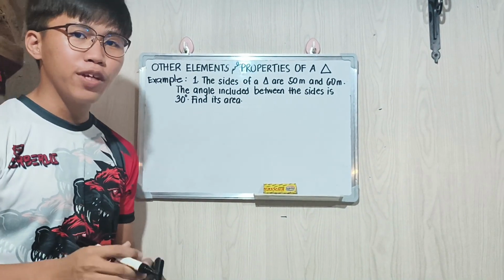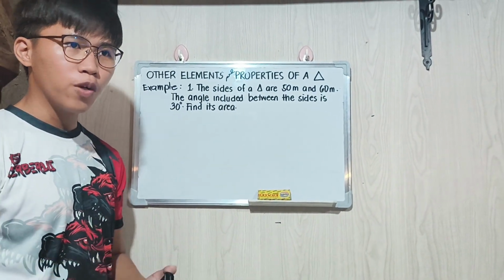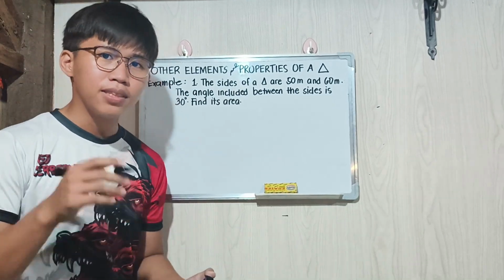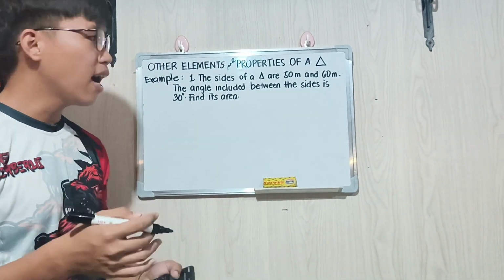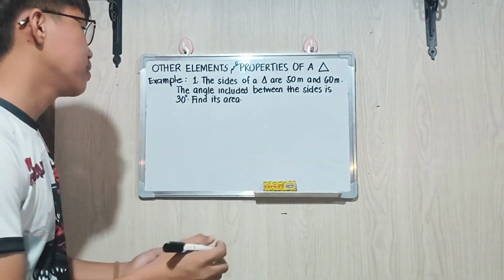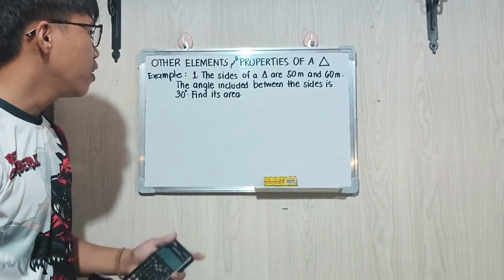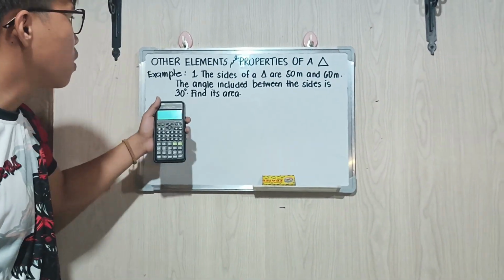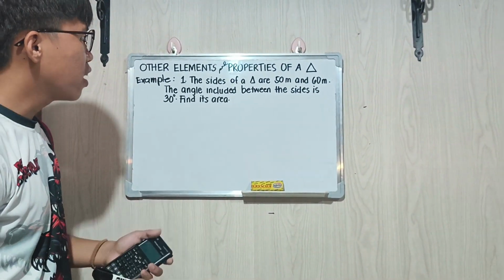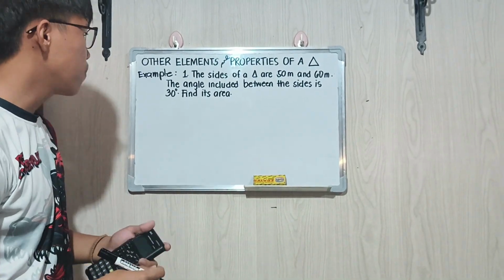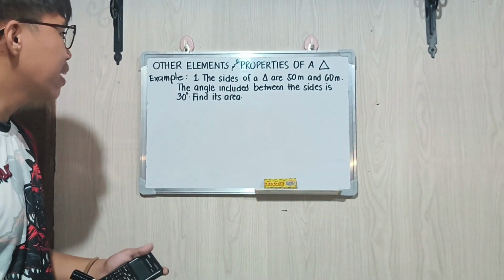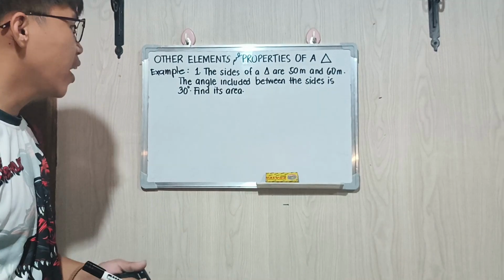So today we're going to give an example of the area, where the area is one half AB times sine C, or sine theta. Okay, so here is the example. The sides of the triangle are 50 meters and 60 meters. The angle included between the sides is 30 degrees. Find the area.